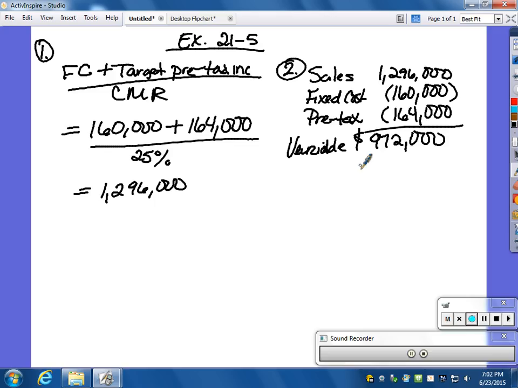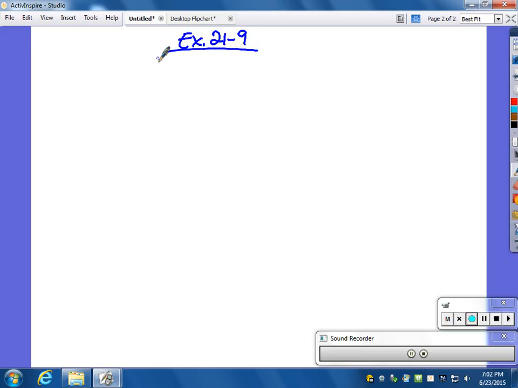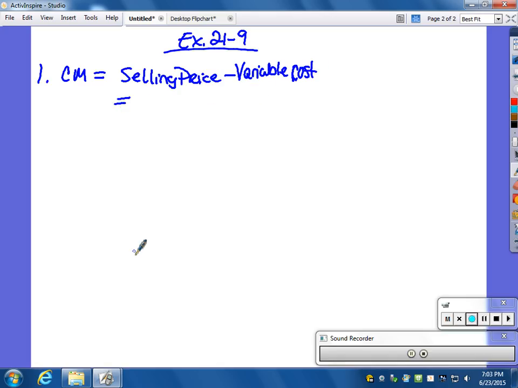So the first thing for us to do is the contribution margin, which is selling price minus what? Variable. So contribution margin equals selling price minus variable cost. The selling price for this is $205 minus what? $164, which means that contribution margin is what? $41. And we need to also find in number two the contribution margin ratio, which is what?